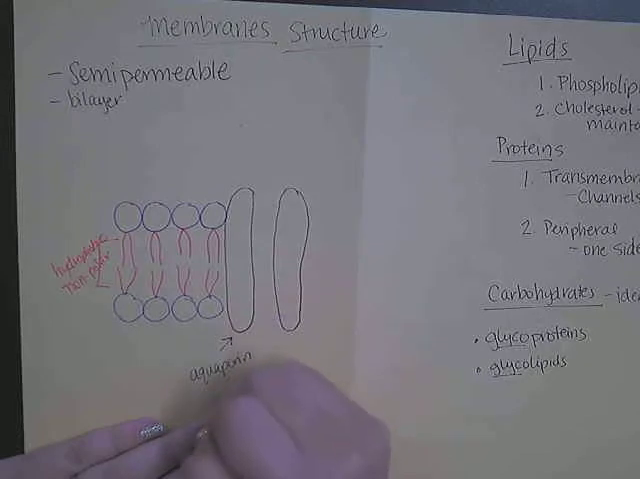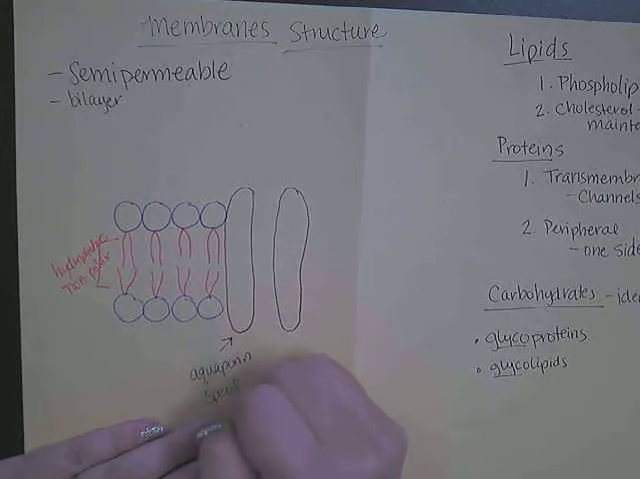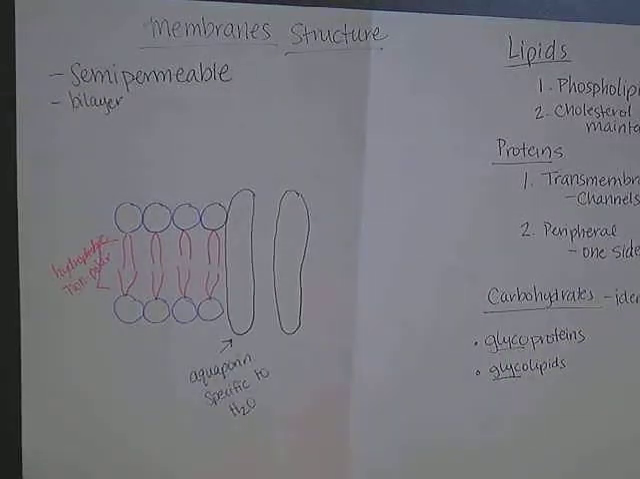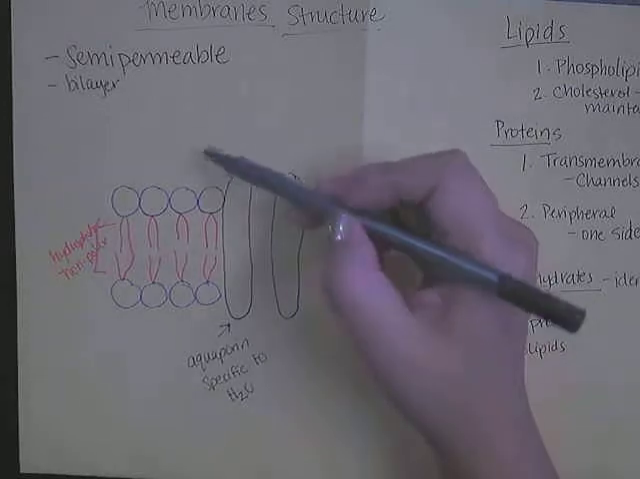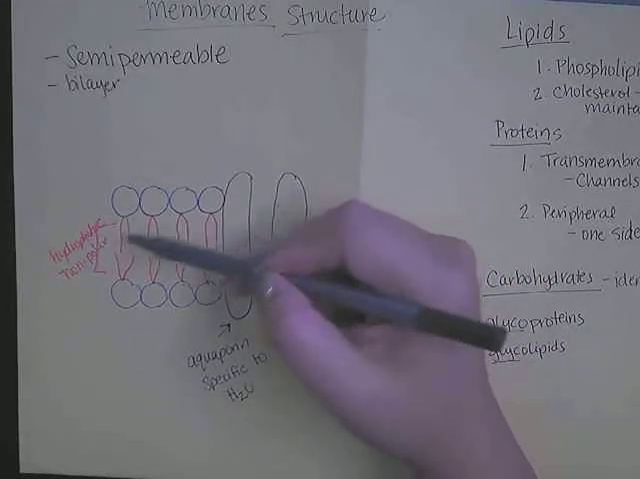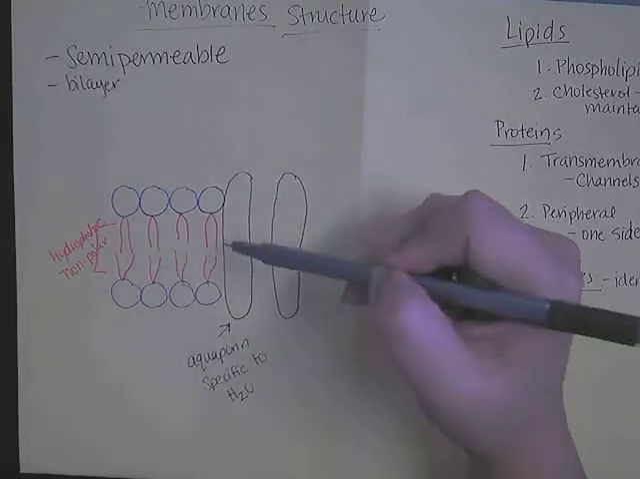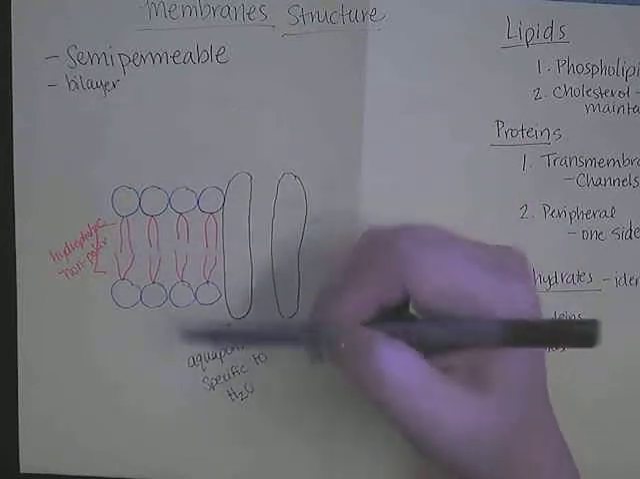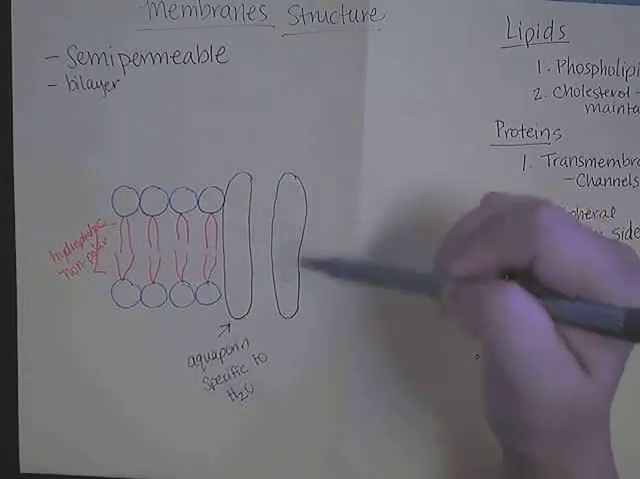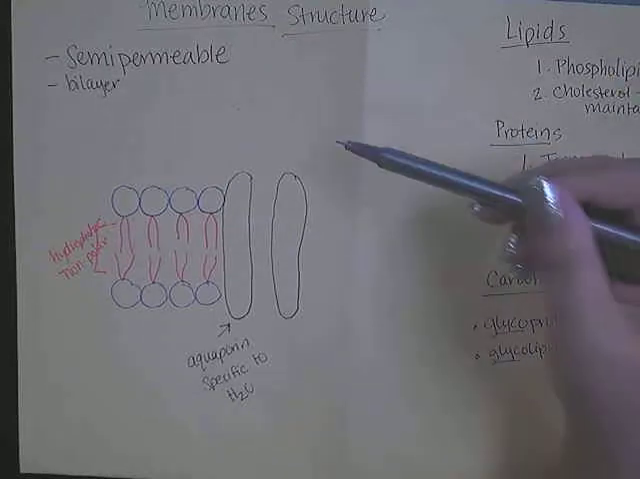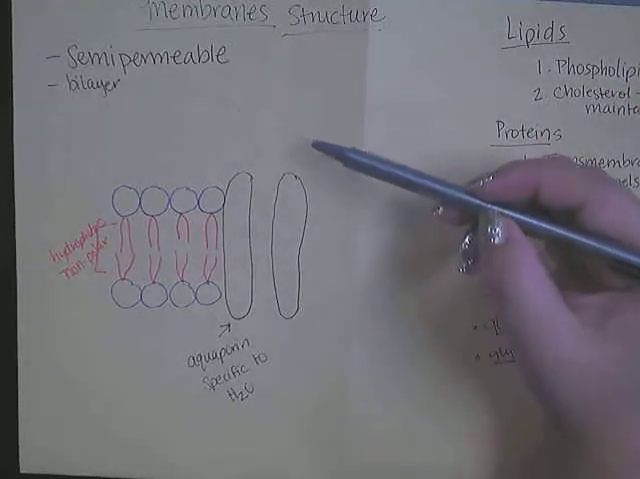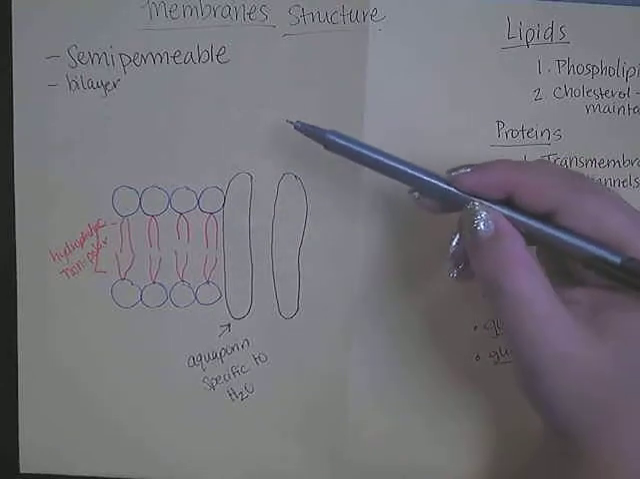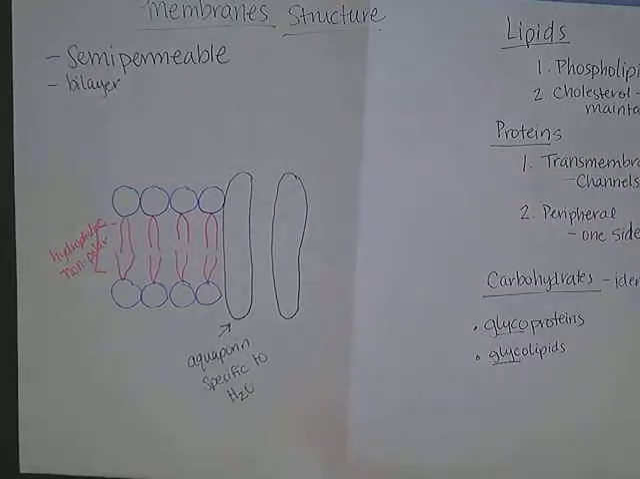Is a specific channel for water to pass down its concentration gradient and into the cell. Remember that water is polar, so water would normally not be able to pass through this hydrophobic area of the membrane to get into the cell. So specialized channels, these transmembrane channels, are going to allow for substances such as water, anions, cations, to go down their concentration gradient.